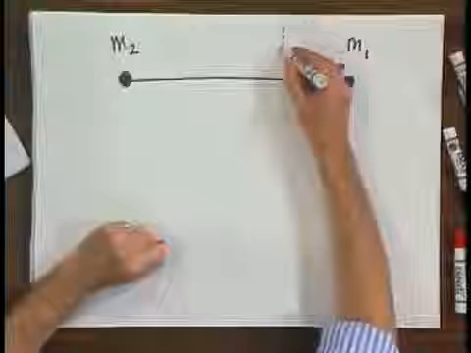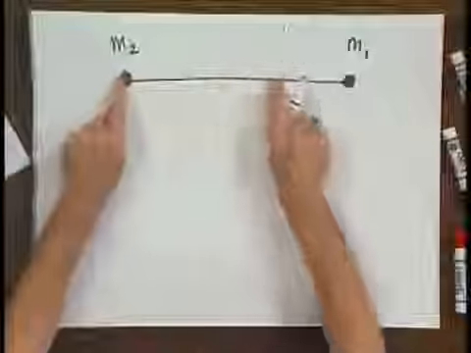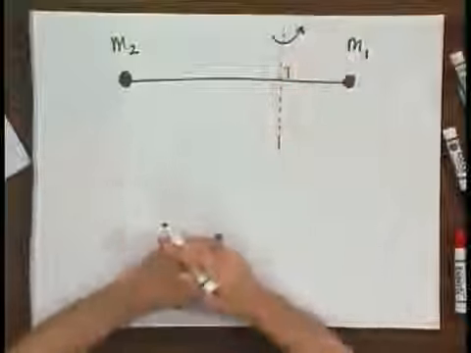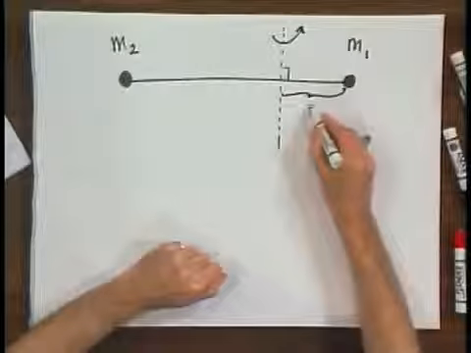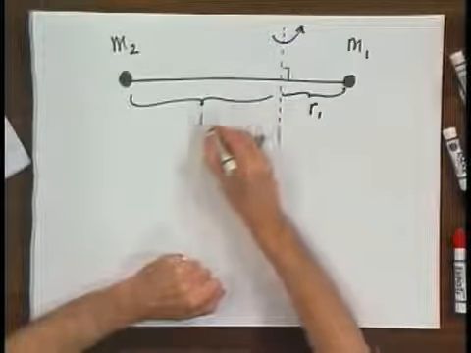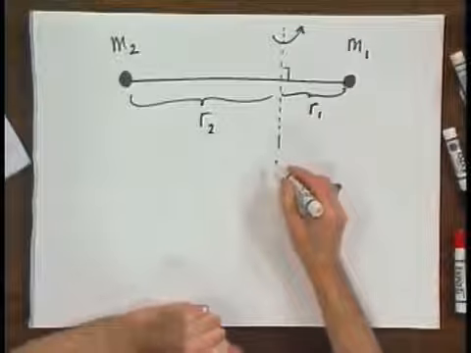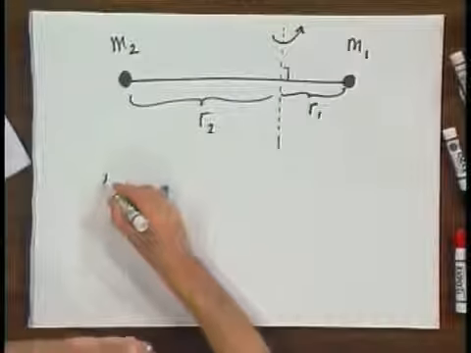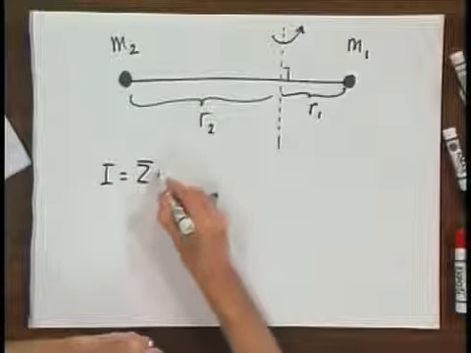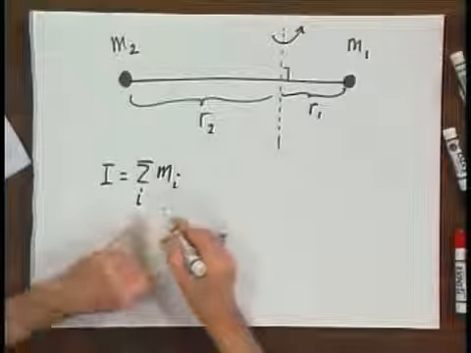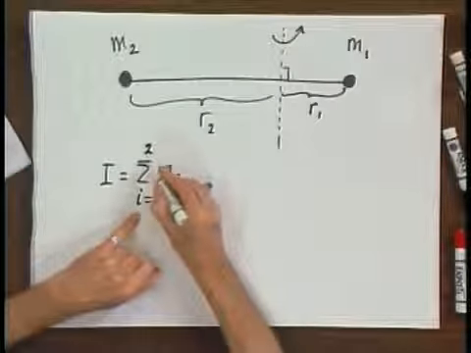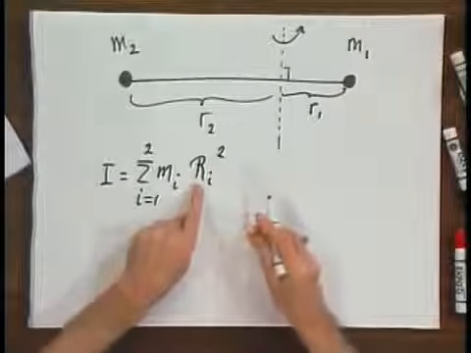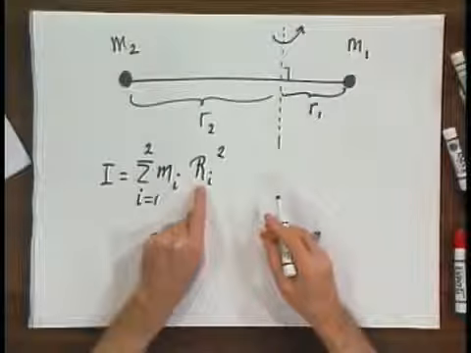And I rotate this system about an axis perpendicular to the line that connects them. And let this distance be r1, and let this distance be r2. And I want to know the moment of inertia about this axis. As we defined, moment of inertia is the sum of m_i r_i squared over all the masses here. In this case, i equals 1 to 2, because we only have 2. And r is the distance from the mass elements to the axis of rotation.